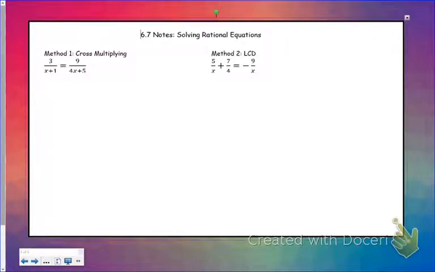For example, if I wanted to rework this question, one of the things I could have done, I could move this 5x to the other side because they already have the same denominator. And that would be -14 over x. And then I could cross multiply from here, and I would still end up getting the same answer. Okay, so that's just another method that you could use. It just kind of combines the two together.